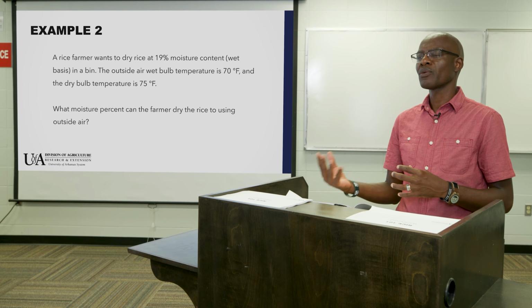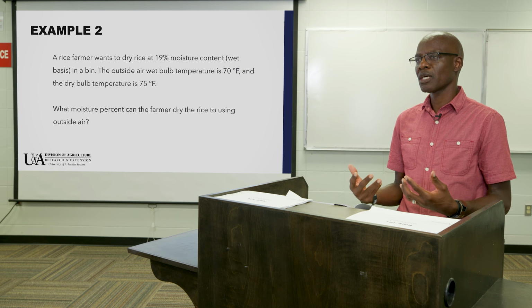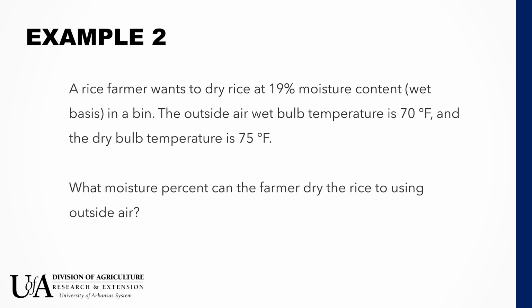The next example is going to combine the use of the psychrometric chart and a concept that we learned in a previous module, the concept of equilibrium moisture content. In this example, a rice farmer wants to dry rice at 19% moisture content wet basis in a bin. The outside air wet bulb temperature is 70 degrees Fahrenheit, and the dry bulb temperature is 75 degrees Fahrenheit. We are being asked what moisture percent the farmer can dry the rice to using the outside air.